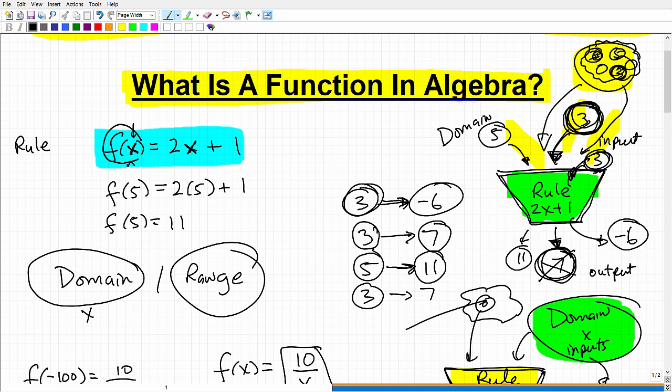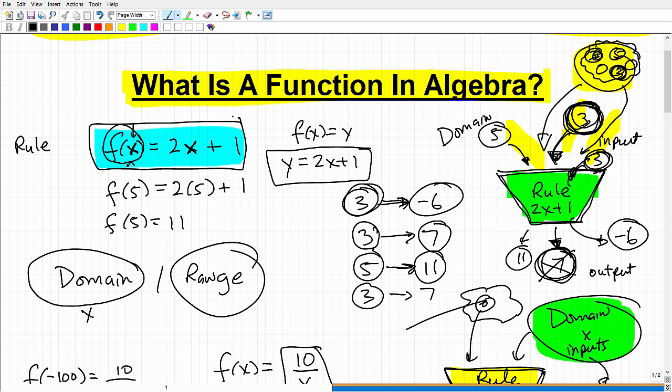Now, f of x in a function, this part here is also equal to y, okay? So you're saying, well, what does that mean? Well, this f of x, I can substitute with the variable y. So I could have y is equal to 2x plus 1, for example. Here I have the function f of x is equal to 2x plus 1, and here I can have an equivalent equation, y is equal to 2x plus 1.